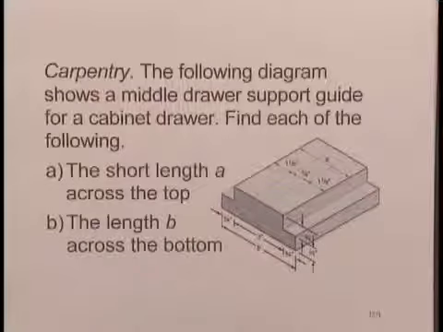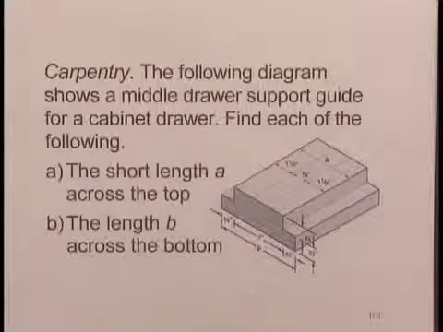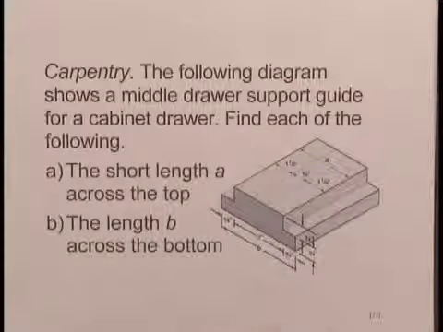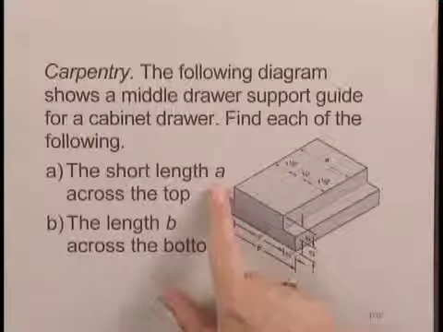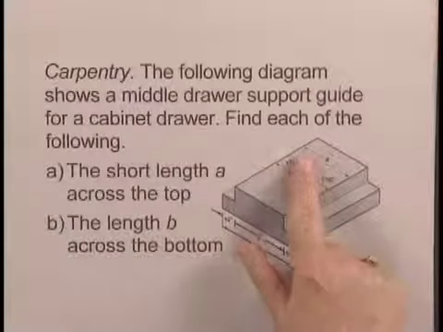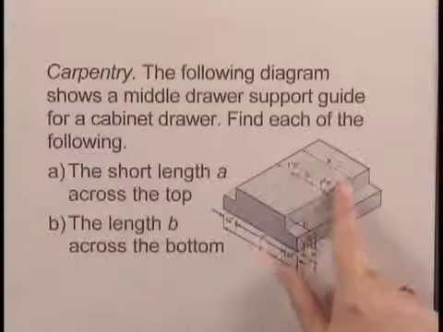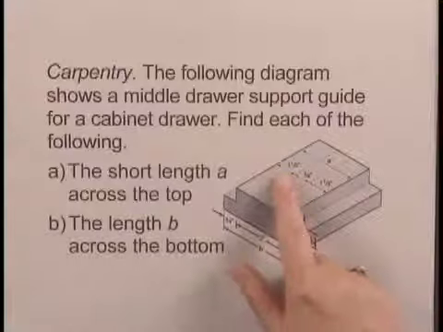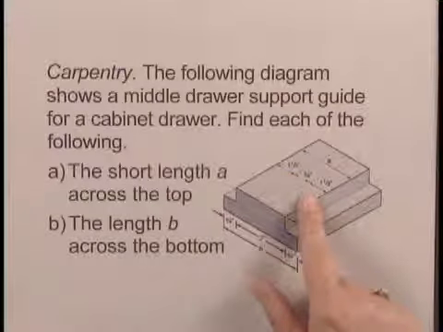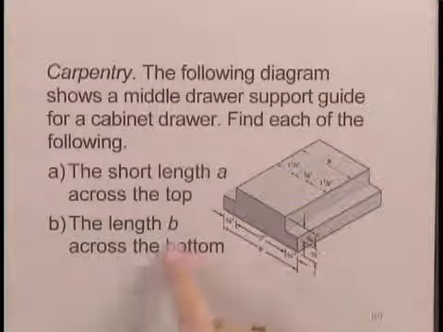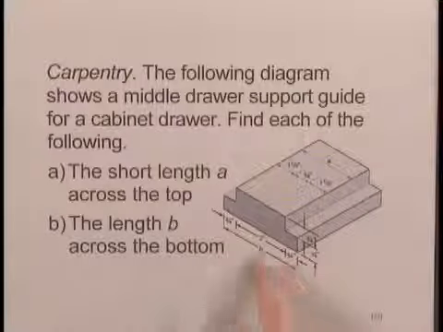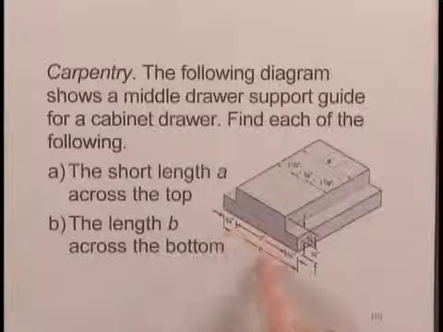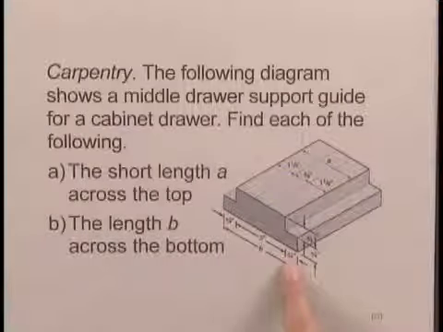We'll solve this problem using our 5-step problem-solving strategy, and the first step is to familiarize yourself with the situation. The first thing I would do is find the short length A in the diagram, and the length A is this length across the top. And as you can see, it'll be the sum of these lengths that are given: 1 1/8 inches, 3/4 inches, and 1 1/8 inches. The length B is the length across the bottom, and again, that'll be the sum of 3 lengths: 3/4 inches, 3 inches, and 3/4 inches.